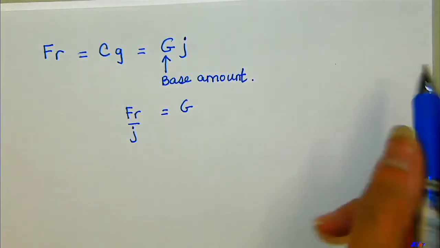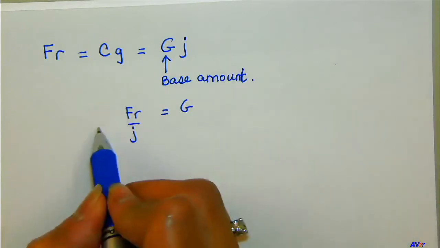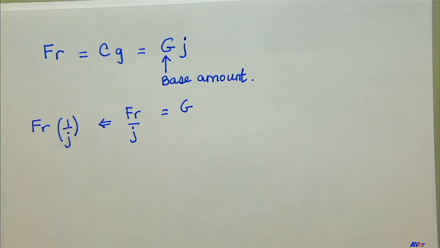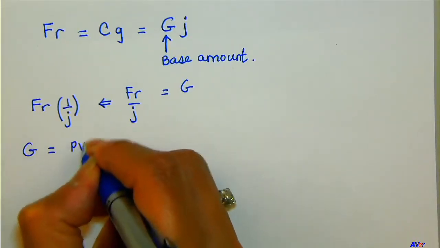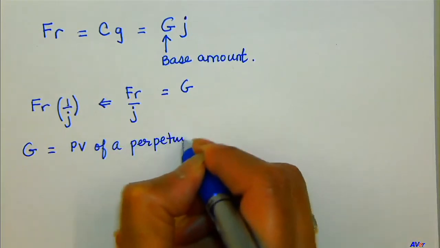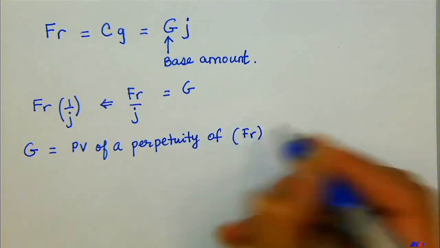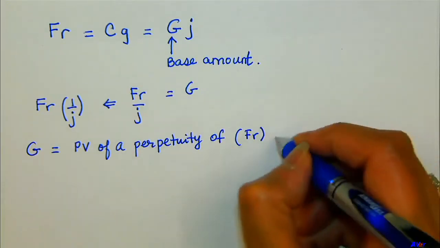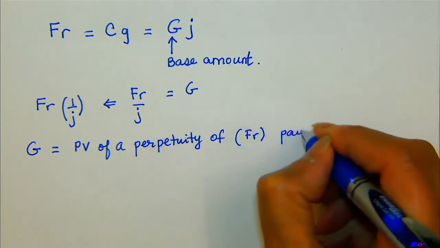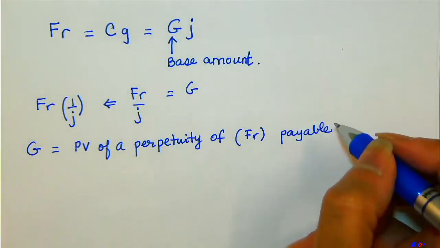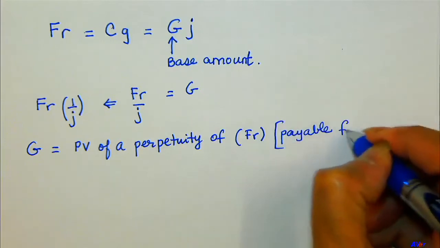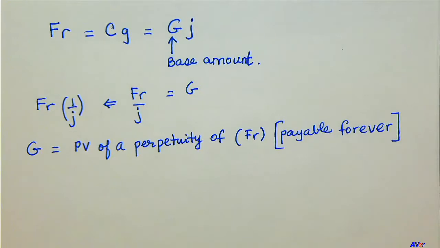Why don't I look at that as a perpetuity? Look at this. This is equal to Fr times 1 over j. So G is the present value of a perpetuity of Fr, since I know that the present value of a perpetuity is 1 over the interest rate. So this is the present value of a perpetuity of Fr payable forever. Of course in my situation these payments are not happening forever, but this G is in the case of them happening forever. And later on, this G will come in handy when we start talking about premium and discount formulas and others.